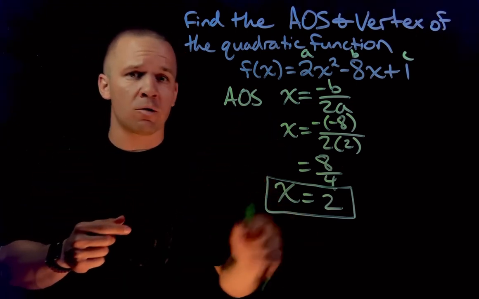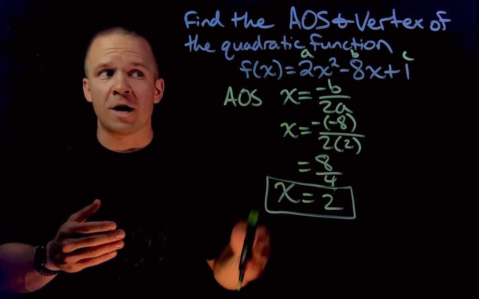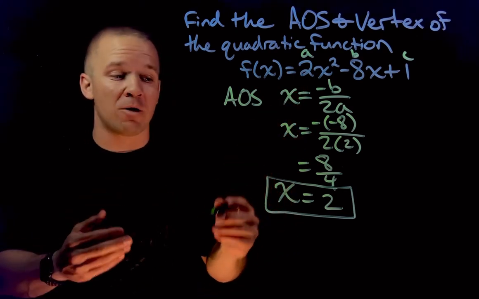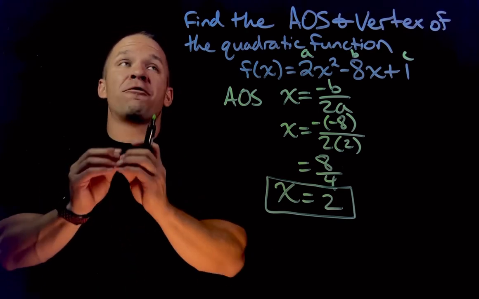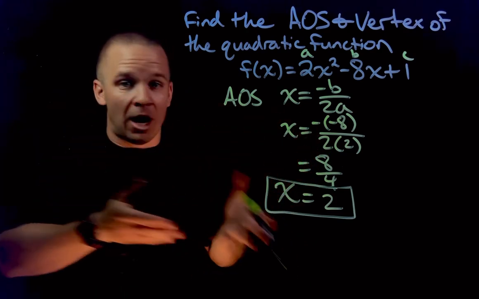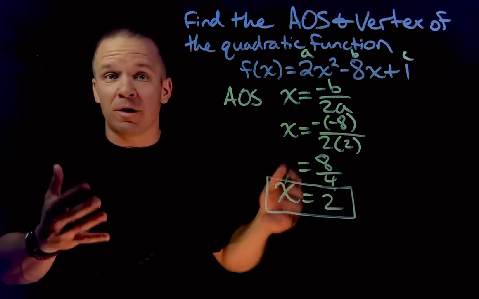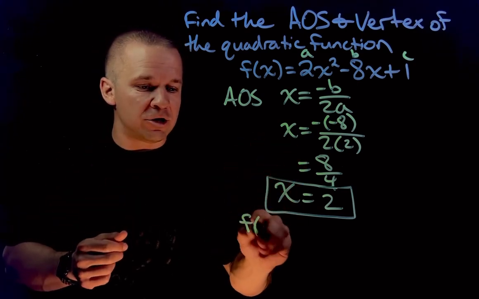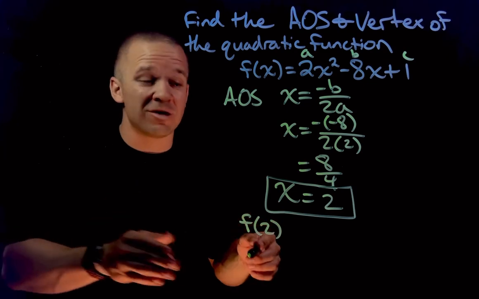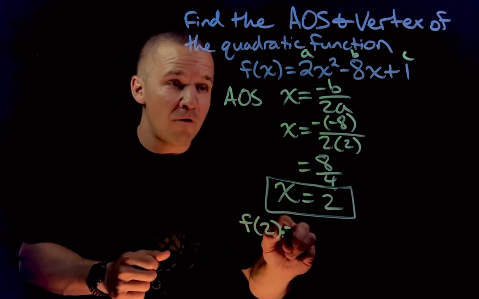Well, if I know my x coordinate, couldn't I just plug it back in and get my y coordinate? Yes, that is the case for anything. If I have an x value and I want that y value, I just got to plug it back in. For this one, we're going to get our vertex. So I'm going to have f of 2, right? That's just function notation saying I'm plugging 2 in for all my x's.